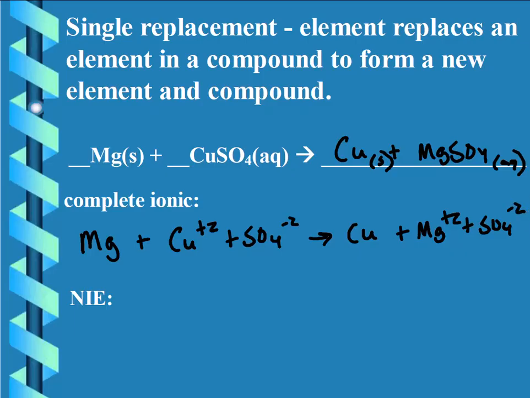Crossing out our spectators. In this case, the only thing that's the exact same on both sides is sulfate, because notice the magnesium on the left doesn't have a charge, and on the right it does have a charge. So bringing down what's left, we get this. We want to make sure that the charge as well as the elements are balanced. We've got a +2 on the left and a +2 on the right, and so we have equal charges on both sides and equal atoms as well.